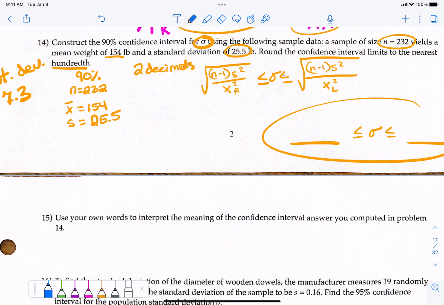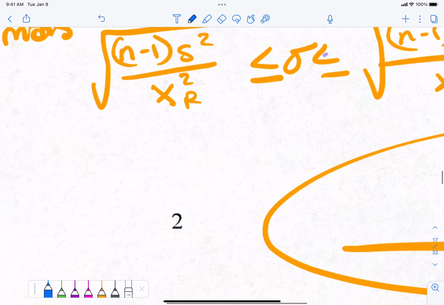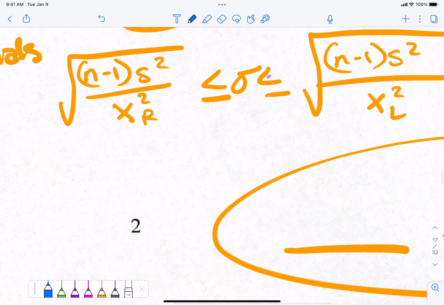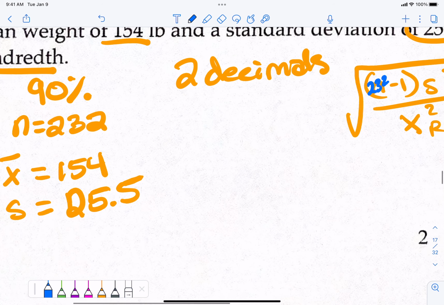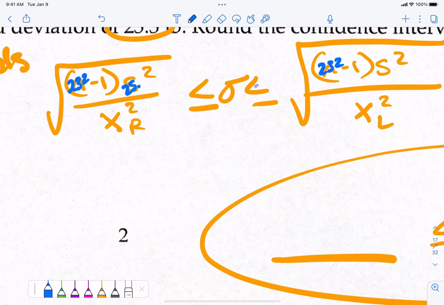Here we go. So let's plug stuff in. n was 232, so n minus 1 is 231. 232 goes here. If you want to just type in 231, that's fine. Now, this is what Marcus is asking. The standard deviation was 25.5. It goes here.